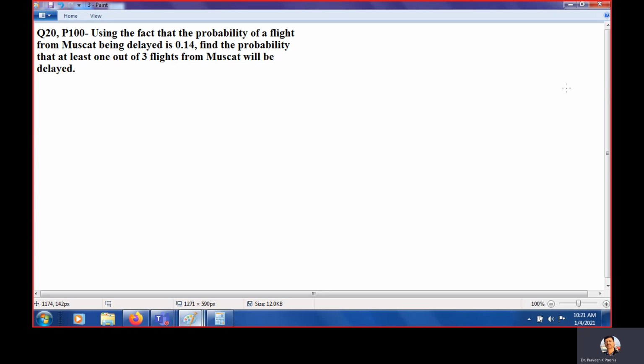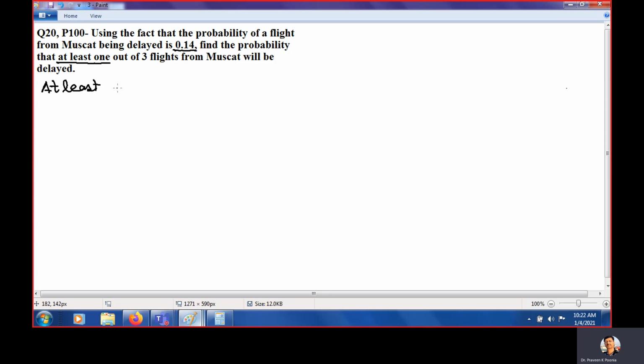The next question is also similar to this question, and I have opted for it from the exercise. Question number 20, page 100. Using the fact that the probability that a flight from Muscat International Airport is delayed is 0.14, find the probability that at least 1 out of 3 flights from Muscat will be delayed. So there are 3 flights, at least 1. What is the meaning of at least here? You need to think about it.